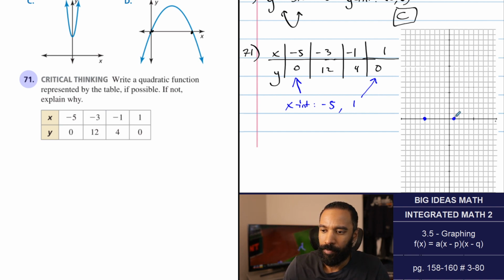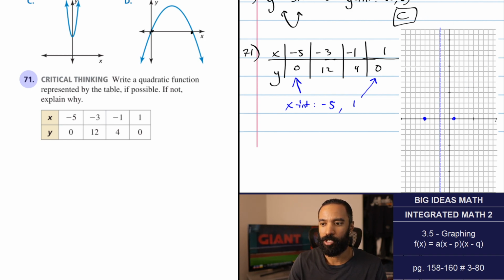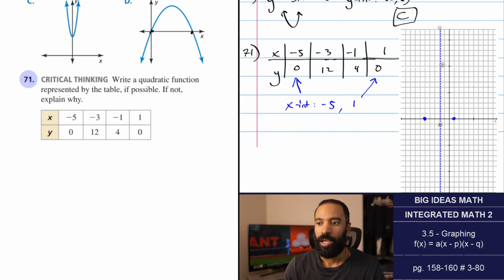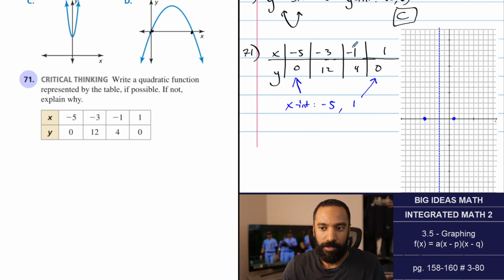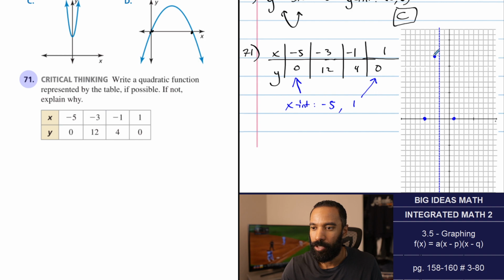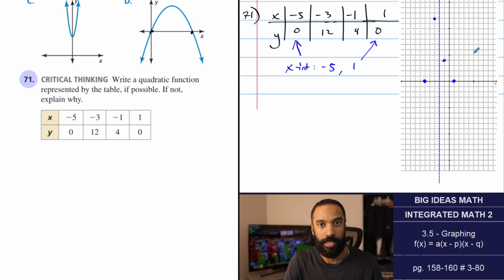-5 and 1. Now, I'm not all about the vertex and stuff, but what I am about right now is the axis of symmetry. The axis of symmetry is right between here at x equals -2. -3 and -1 for x are both the same distance away from -2. They're right here and right here. Points right here have to be the same height because they're the same distance from the axis of symmetry. These are not the same distance away. Here's -3, 12, so they're not the same height. This is -1, 4. These are the same distance away from the axis of symmetry, but not at the same height. Parabolas are symmetrical. This is not.